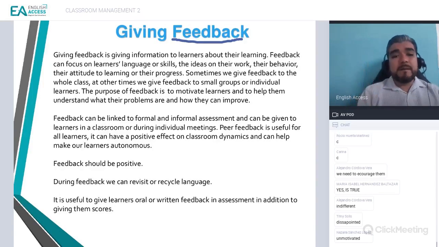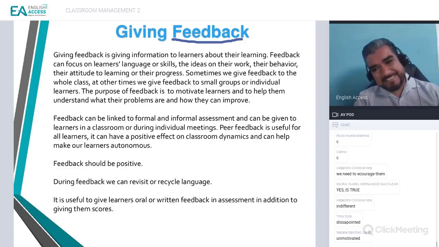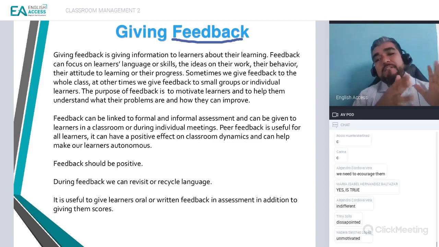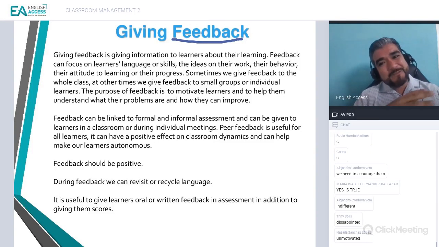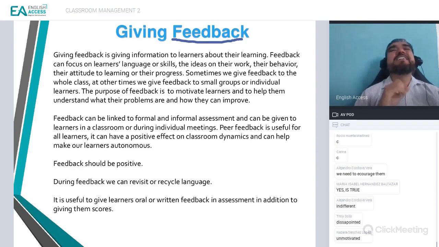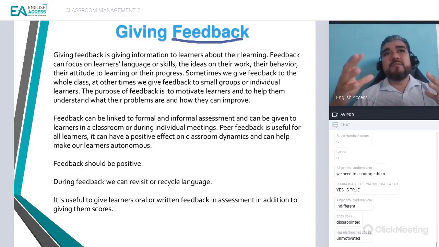There are two types of feedback. Positive feedback and negative feedback. What is the difference? Positive feedback focuses on the strengths of the students, right? Positive feedback focuses on what the students are doing good, everything they are improving, and all that. And negative feedback focuses on their weaknesses, right? Their errors, their mistakes.